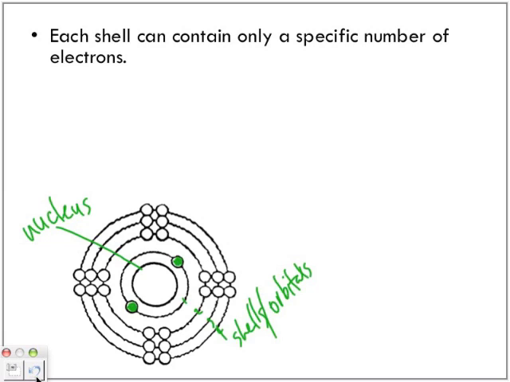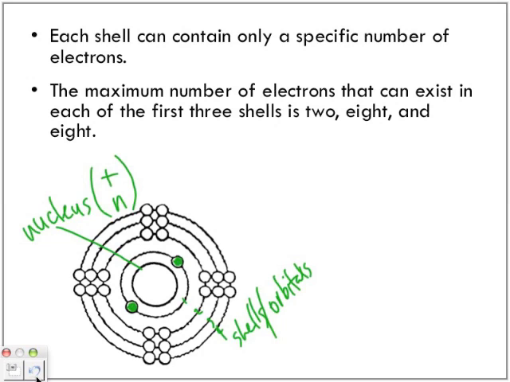So in the nucleus, right, we've already discovered that there are protons, positive charges, and neutrons, neutral charges. And we're going to talk about that also in a later chapter. The maximum number of electrons that can exist in each of the first 3 shells. I've shown you 4 shells. We're going to ignore this last shell for now. So look at the first 3 shells.